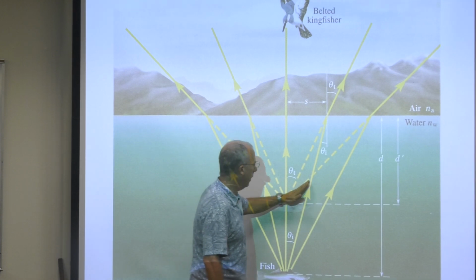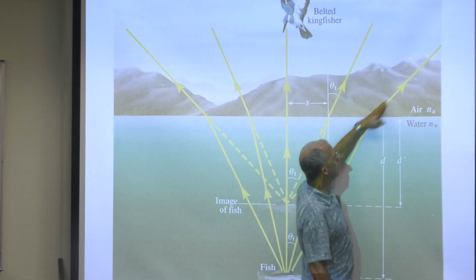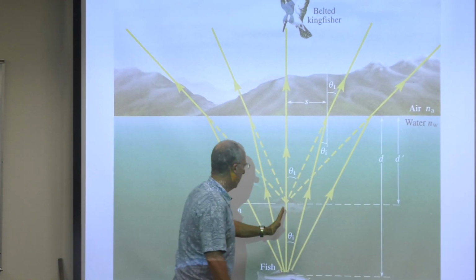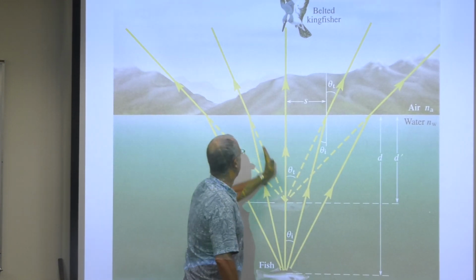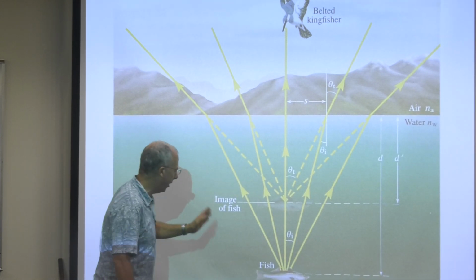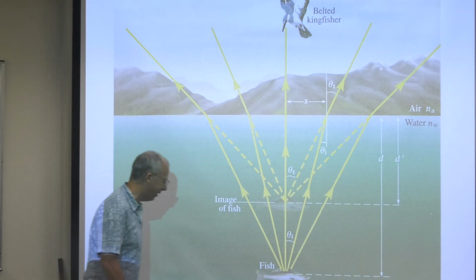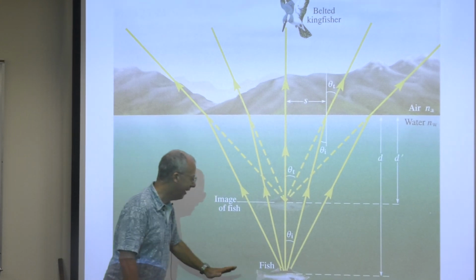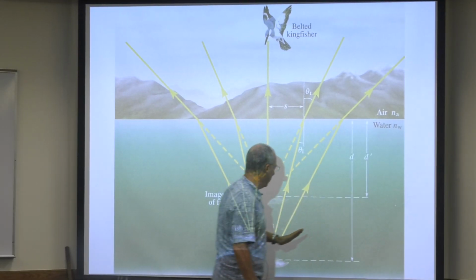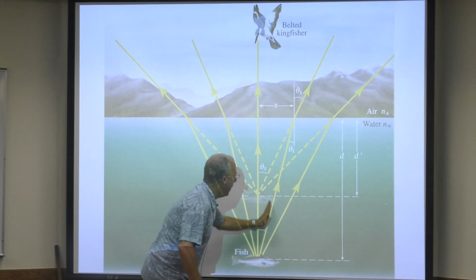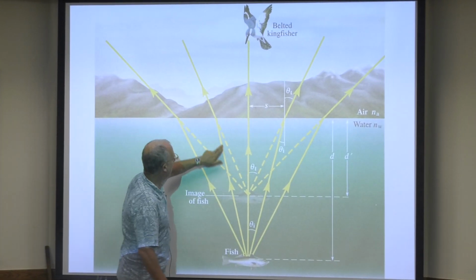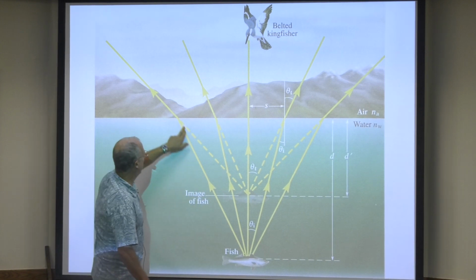Oh, I'm sorry, forget that. I was completely wrong. Let's back up. Here's the fish. The light ray goes straight, bends away from the normal. Fish, light ray, bends away from the normal. Another light ray, bends away from the normal.